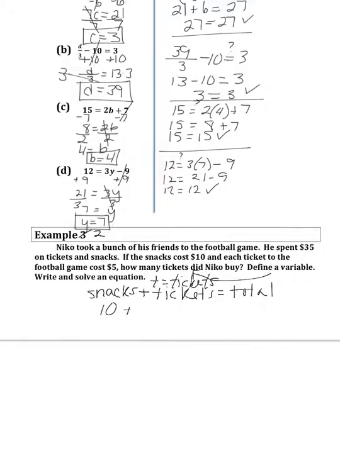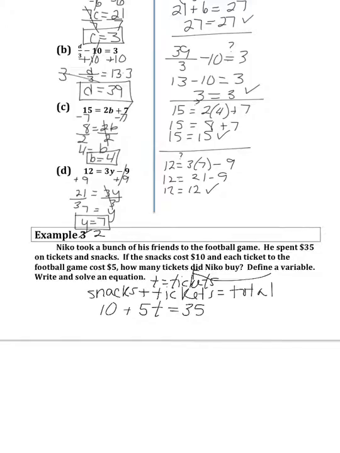Now each ticket costs $5. We don't know how many he purchased, so that could be expressed by 5 times t, where each ticket is multiplied by the $5 cost. And then altogether those equal the total, which in this case we were told was $35. So now we have our equation written. The next thing we need to do is solve it.